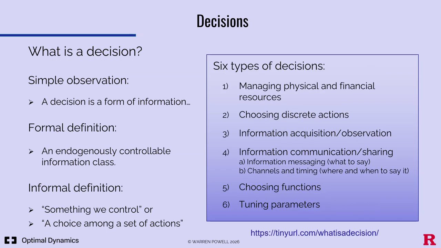Now, I've identified 6 types of decisions. Type 1, managing physical and financial resources. This is a huge problem class. People in operations research live in this. This is where communities of math programming tend to focus all of their efforts.